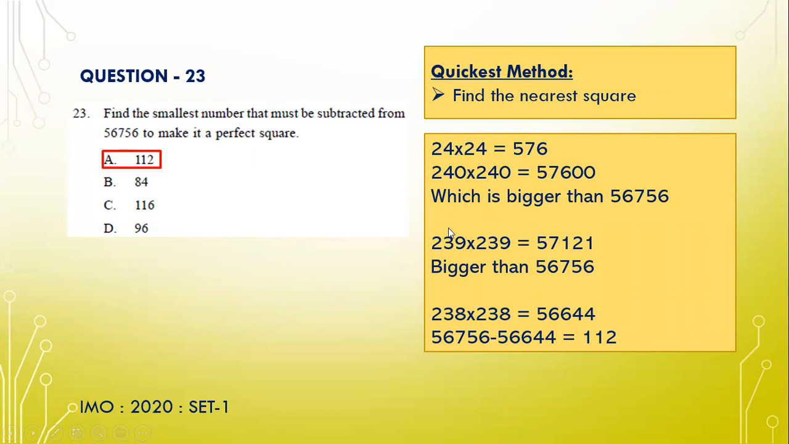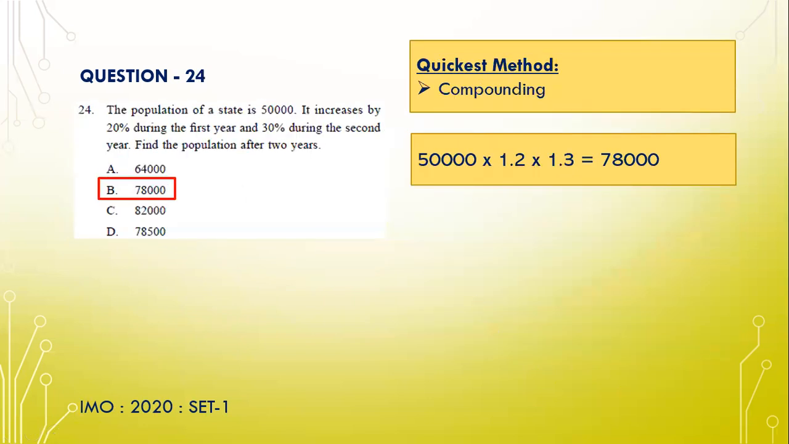239. So we reduce now by 1. So 239 into 239 is 57121, which is still more than this, isn't it? You can't subtract anything because 57121 is still more than this. Let's reduce 1 more. So it is 238 into 238, which is 56644, which is just less than this. But how much less? It is 56756 minus 56644, which is 112. So if you subtract 112 from 56756, you will get 56644, which is a perfect square, and it is the square of 238.